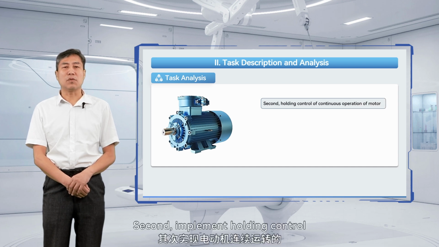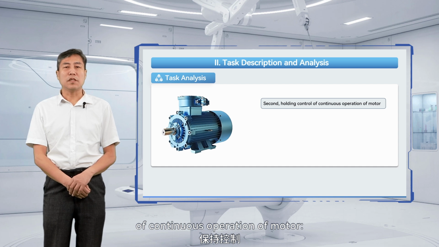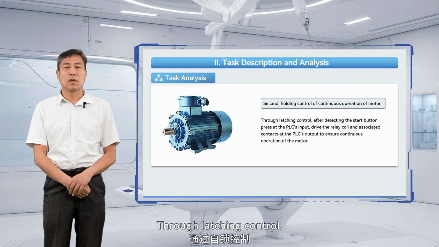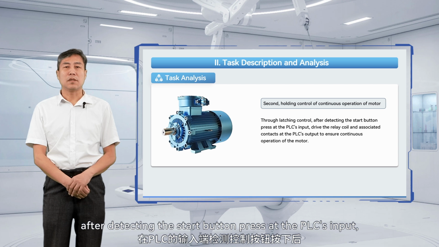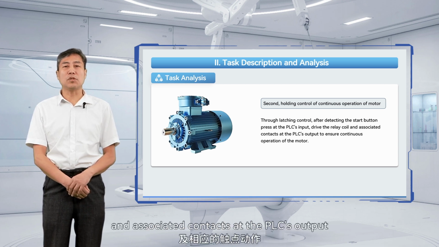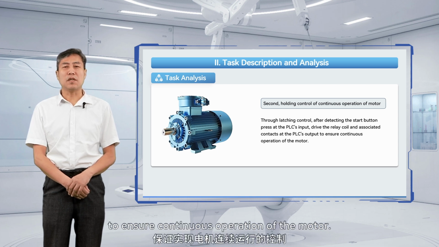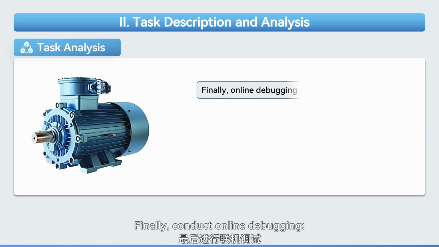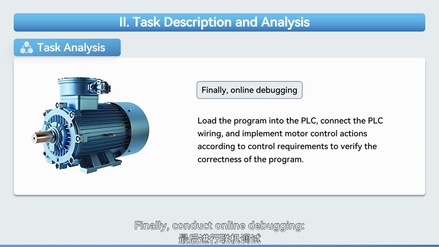Second, implement holding control of continuous operation of the motor through latching control. After detecting the start button press at the PLC's input, drive the relay coil and associated contacts at the PLC's output to ensure continuous operation of the motor. Finally, conduct online debugging. Load the program into the PLC, connect the PLC wiring, and implement motor control actions according to control requirements to verify the correctness of the program.